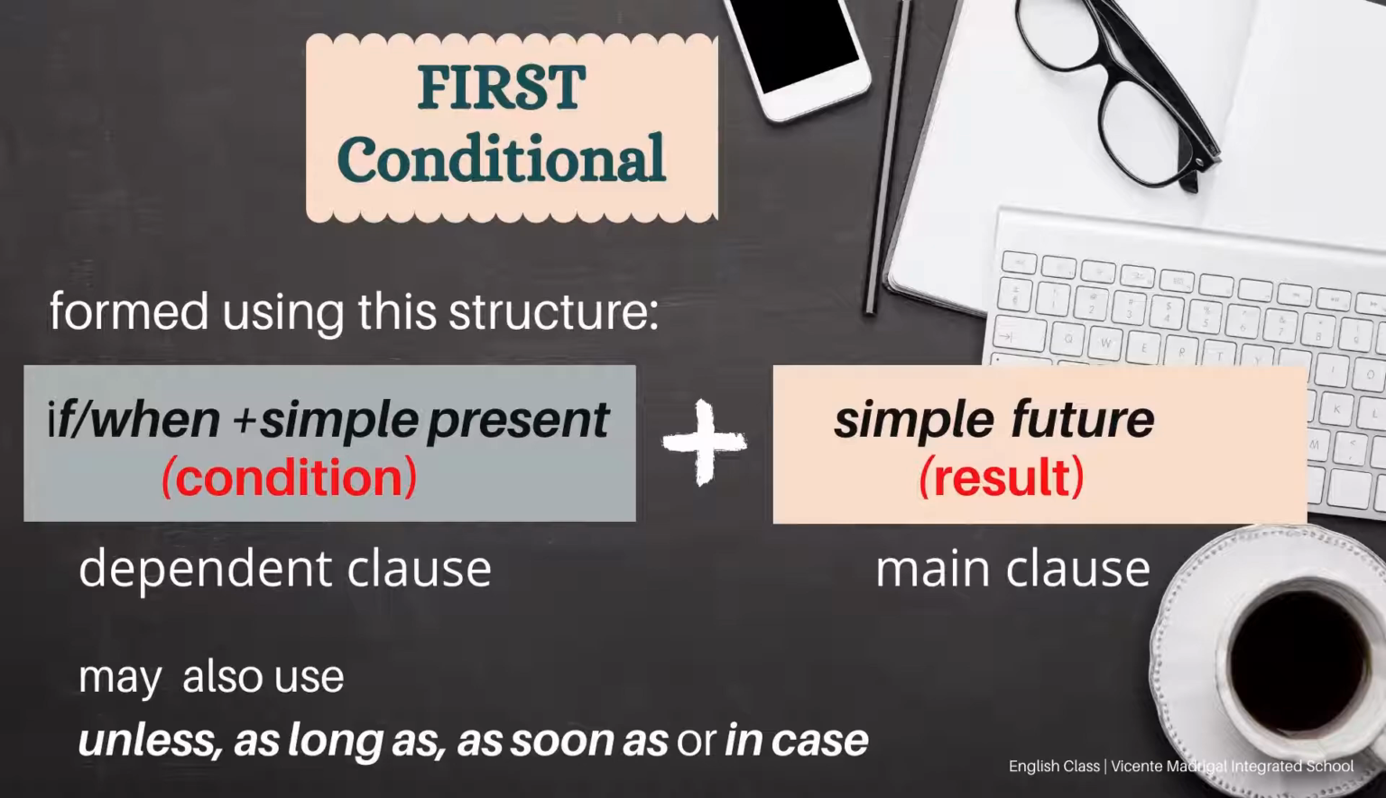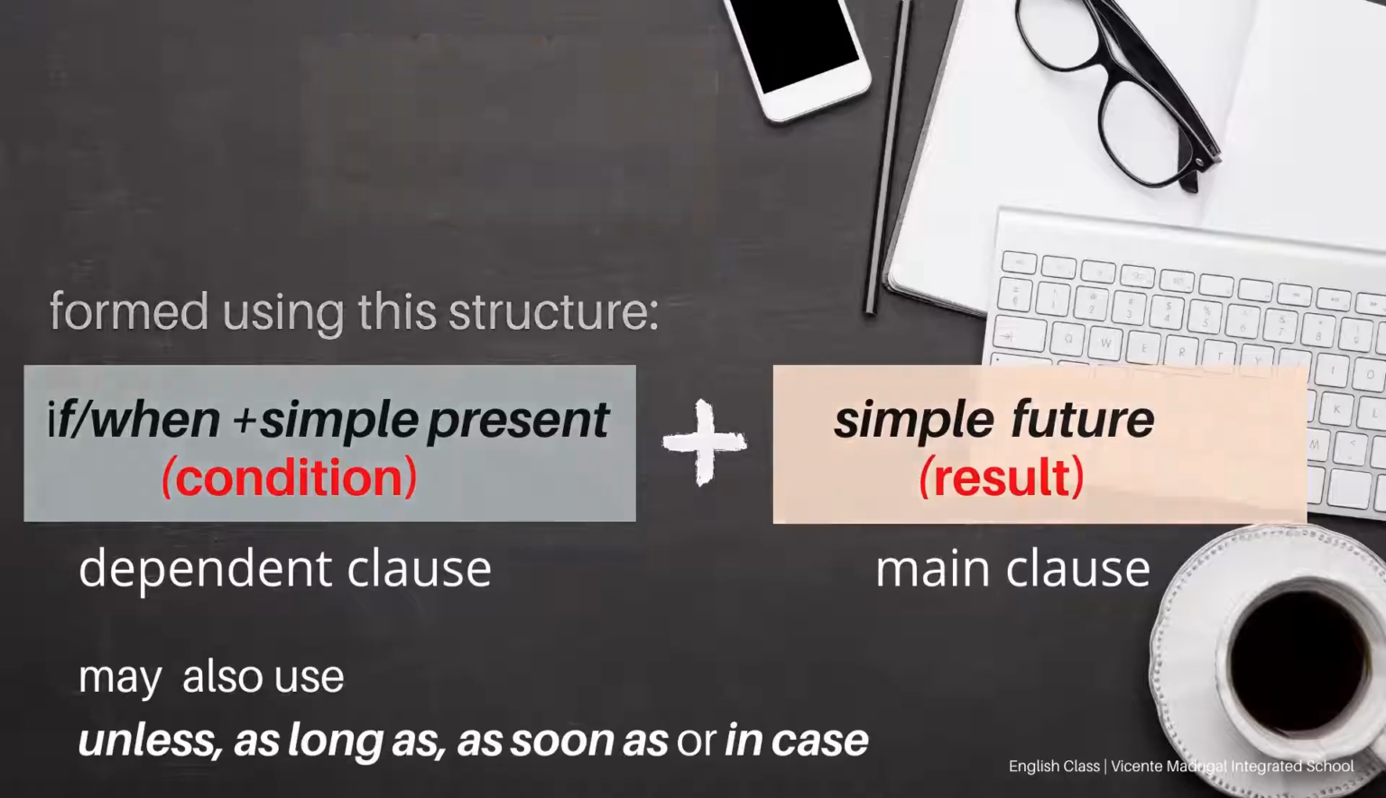Aside from if or when, we may also use unless, as long as, soon as, or in case for the dependent clause. Then for the second part, the result, we will use a simple future tense verb for the main clause, since we are talking about the possibility of happening in the future. Now, how do we form the simple future tense of the verb?